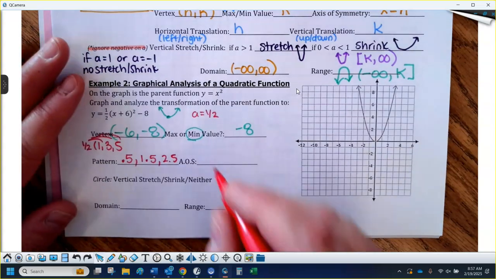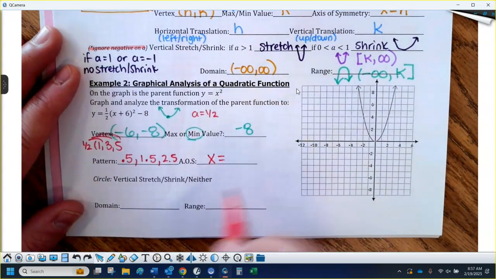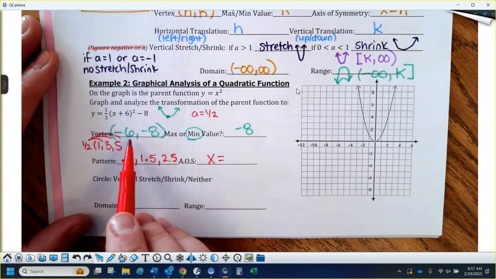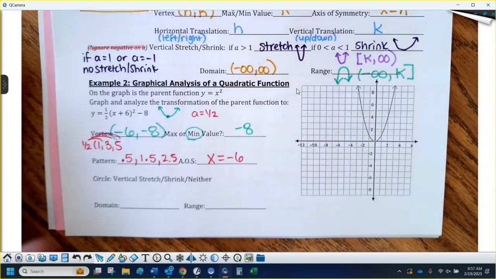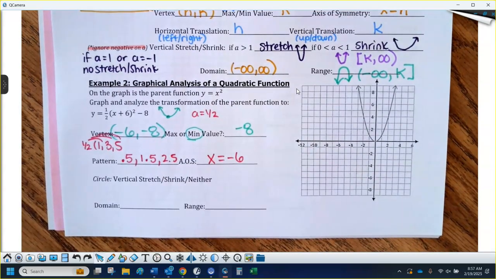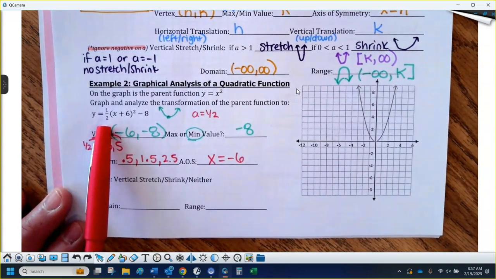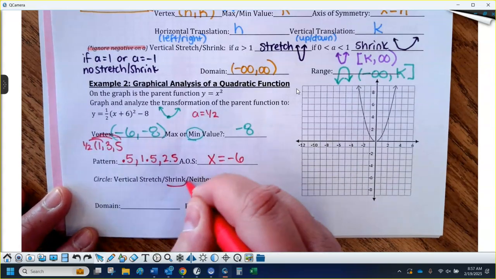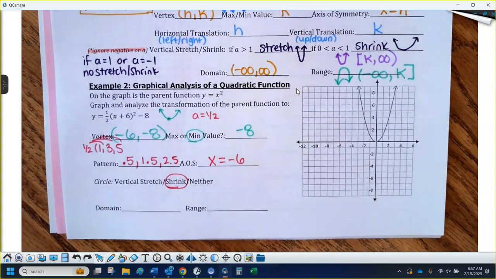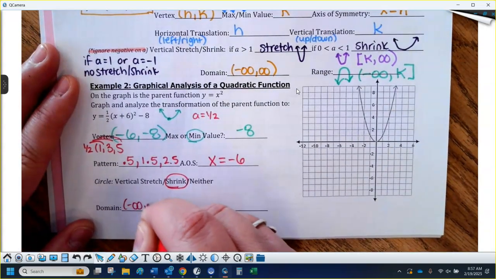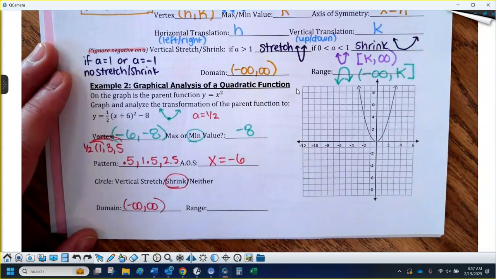Axis of symmetry should go right through the center of the parabola, so it has to go through the vertex. So it's always just x equals a number, and that number should be the x-coordinate of the vertex. So it'll be -6 for this graph. And this one, because that a value is not negative here, but if it was, I would ignore that. If that number is between 0 and 1, which it is, that is considered a shrink. So it's going to be wider. And I can do this without even graphing it. Domain, no matter what, any parabola should be -infinity to infinity.